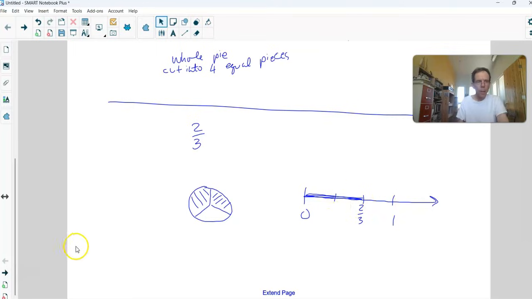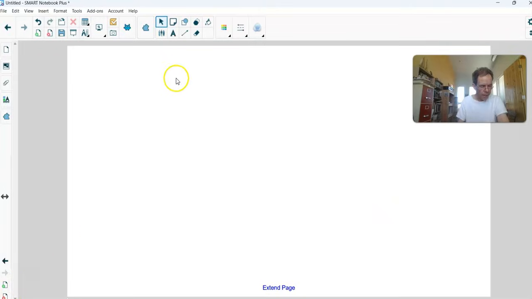Okay, well, let's move on a little bit. And what happens when the numerator equals the denominator?